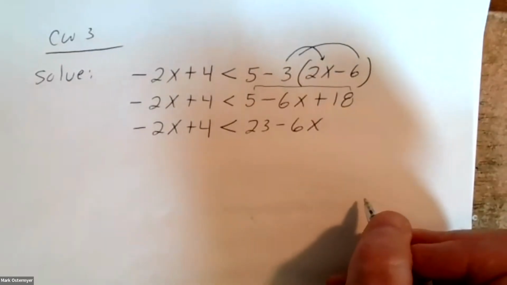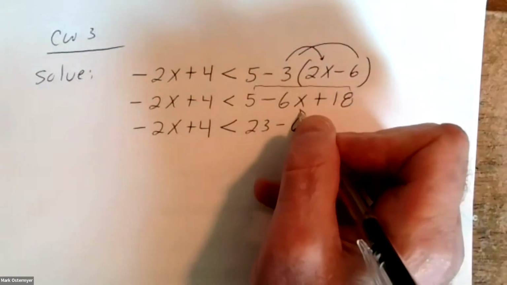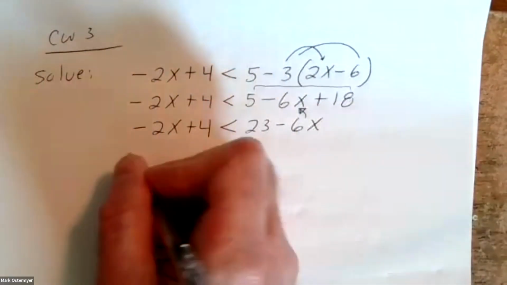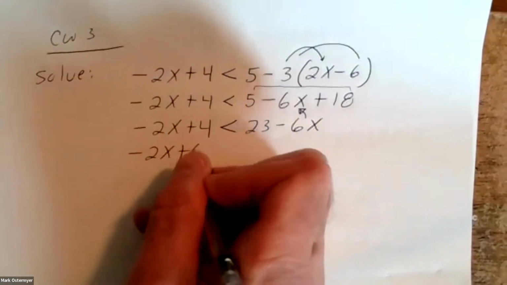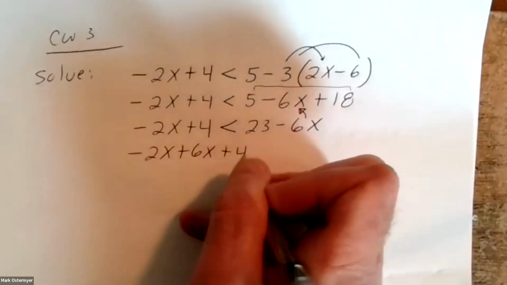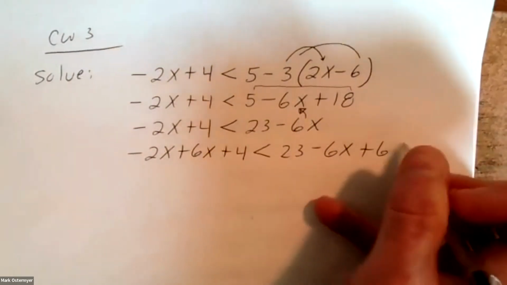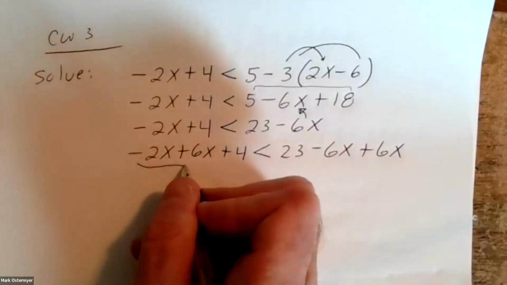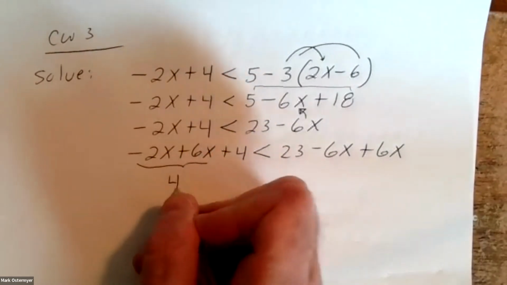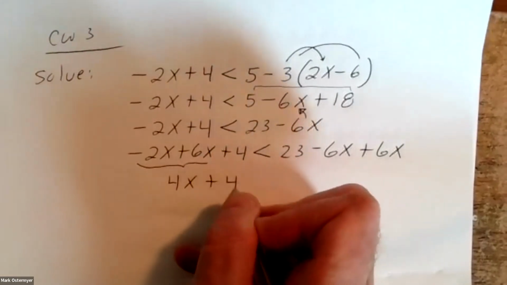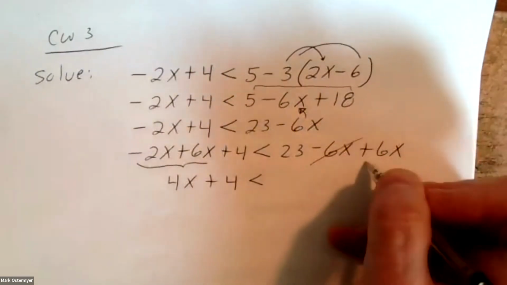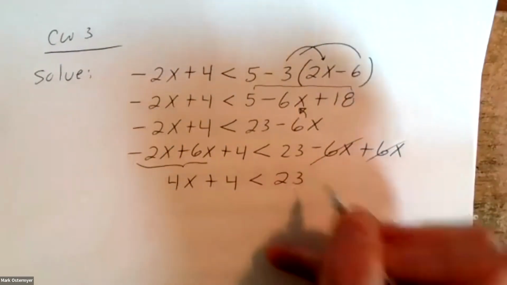Now that both sides are simplified, it's time to separate. Move the variable terms over to the left, the constants over to the right. To move a -6x over to the left side, we add 6x to both sides. Combine like terms, -2x plus 6x, 4x. 6x's drop out on the right side to 0, leaving you 23.